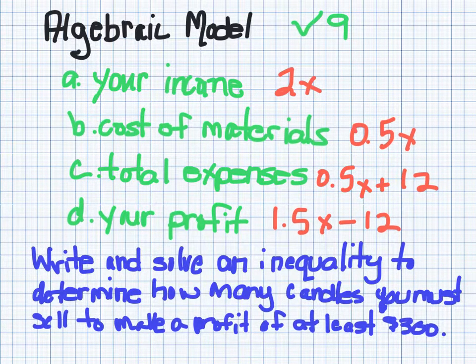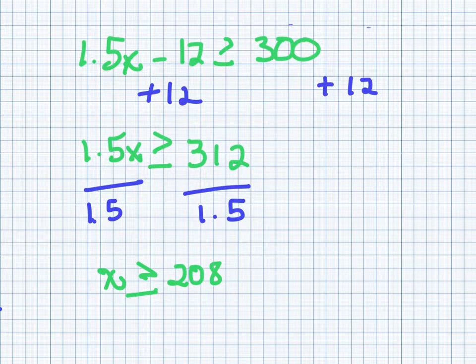So it's asking you to write and solve an inequality to determine how many candles you must sell to make a profit of at least $300. So the inequality that you would use here would be the profit, 1.5x minus 12, is going to be greater than or equal to 300.